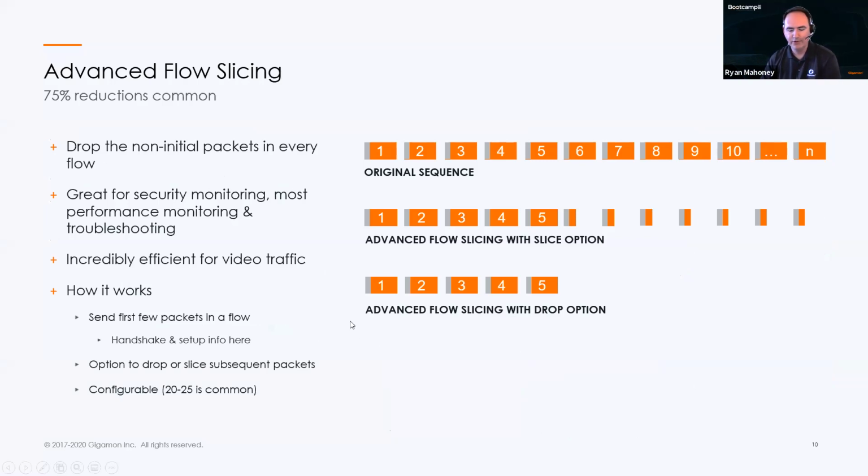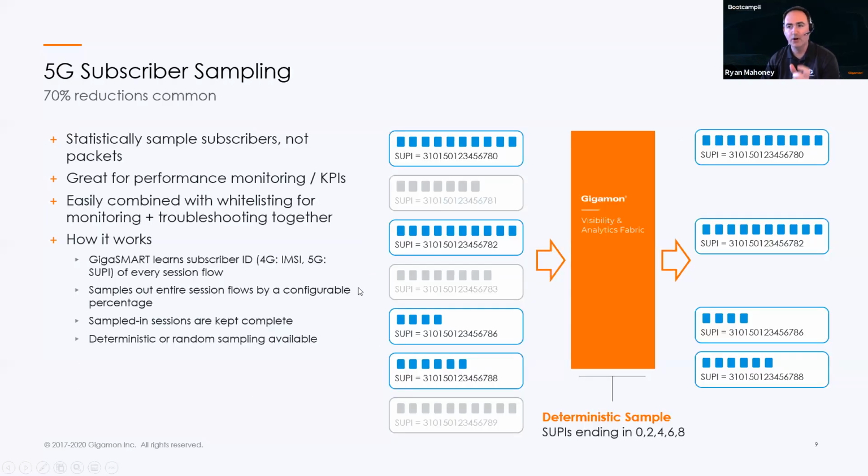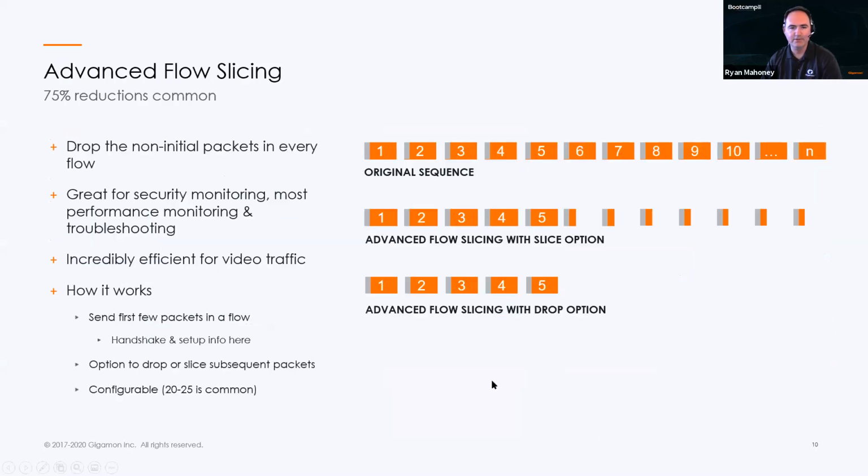Moving on then, so those last two were subscriber aware functions. So it's all about reading and correlating the control and the user plane of the subscriber and taking action based on the subscriber identifier. This next one is a little different. This is also one of my favorites. It's a newer capability that we have here at Gigamon.